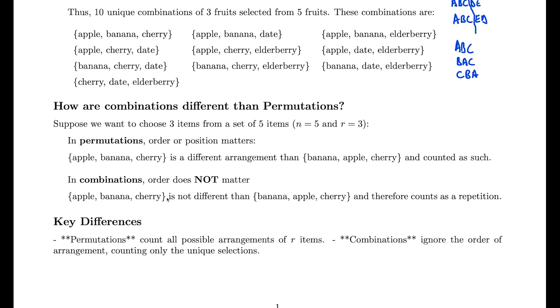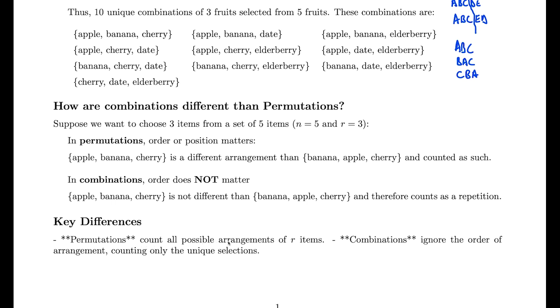Of course, arranged differently, yes, but in combinations, we're not concerned with that order. So once we have counted all of these different orders, we have to cancel them out. And therefore, these ones would count as a repetition. And that's why we have to divide by the 3 factorial, the number of arrangements of the objects that we do select. So there's a key difference between permutations and combinations.